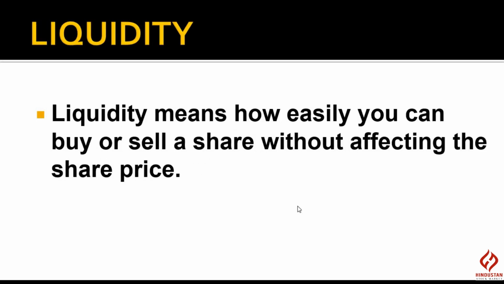The next term is liquidity. Liquidity means how easily you can buy or sell a share without affecting the share price. A highly liquid share means that it can be easily bought or sold. On the other hand, a low liquid stock means that buyers or sellers are hard to find. For example, with big companies who have a lot of outstanding shares, it is easy to buy and sell stocks. On the other hand, in a scenario where you buy small cap company shares that have a very small share volume and liquidity, you might be stuck with those stocks.